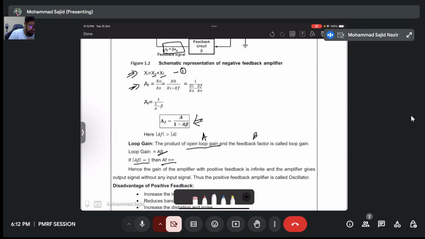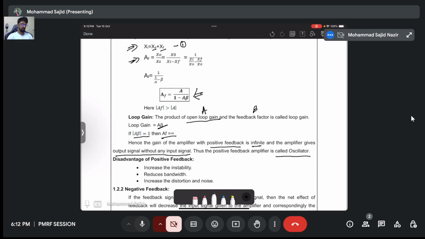And then we can see that the gain of the amplifier with positive feedback is infinite, and the amplifier gives an output signal without any input signal. So it goes into the oscillators, and we call it an oscillator. We don't need that. We don't want to destabilize our circuit.